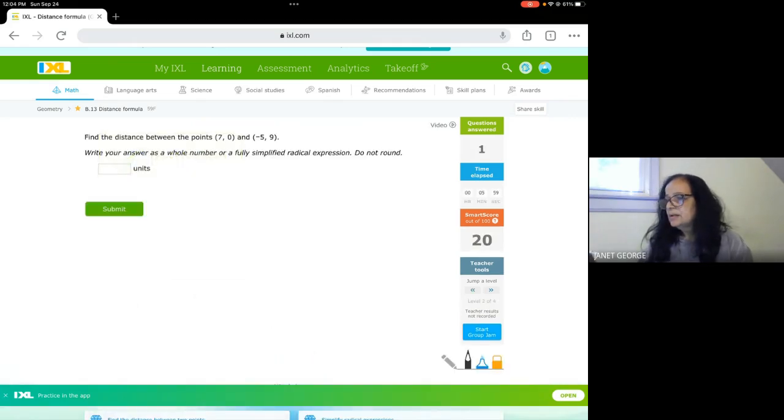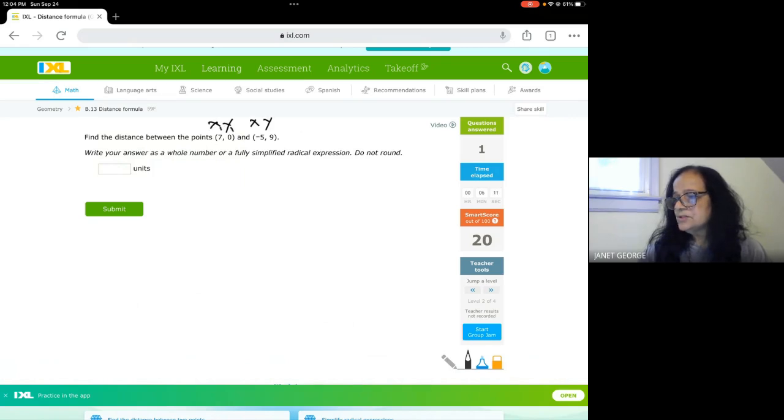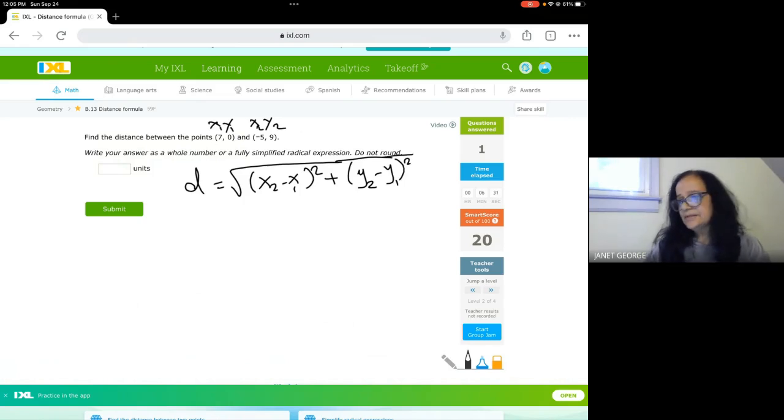Okay, let's try another one. The very first step, you have to label. Each point has x and y: x1, y1, x2, y2. Second step is the formula. d equals the square root of (x2 minus x1) squared plus (y2 minus y1) squared. Okay? Everything is under the radical. Make sure it is under the square root.